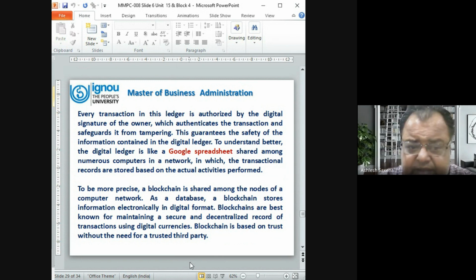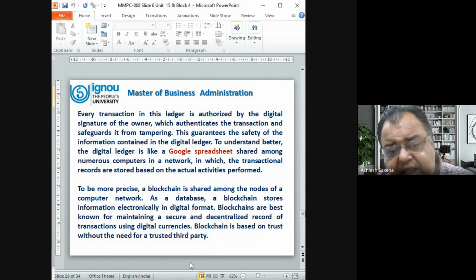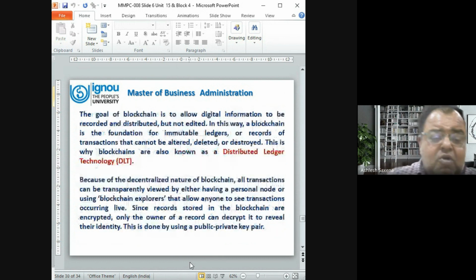As a database, a blockchain stores the information electronically in digital format. Blockchains are best known for maintaining a secure and decentralized record of transactions using digital currencies. Blockchain is based on trust without the need for a trusted third party. The goal of blockchain is to allow digital information to be recorded and distributed but not edited.